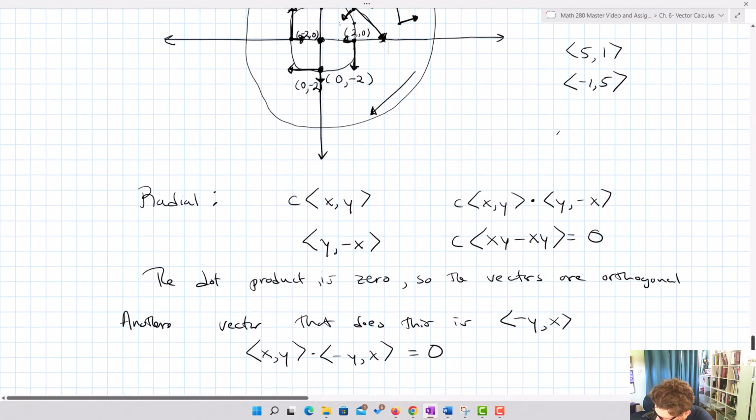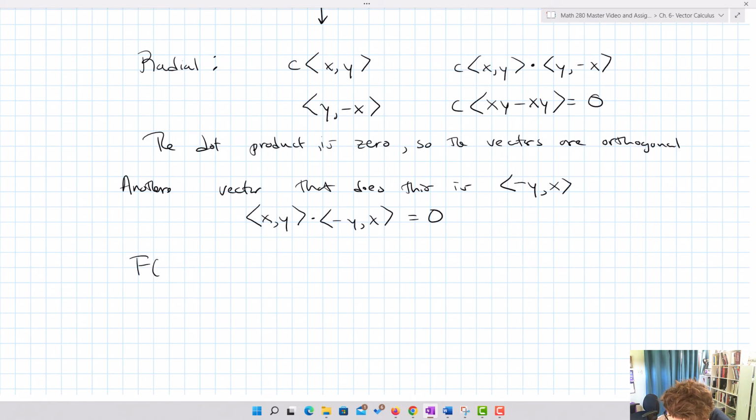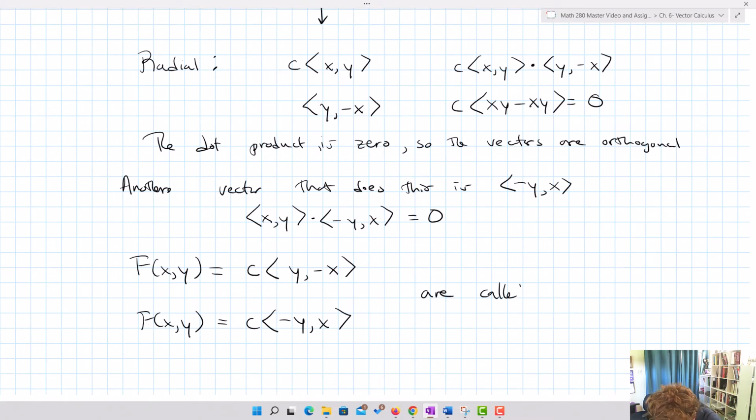So vector fields of this form, f of x, y equal to c times y, negative x, or f of x, y equal to c times negative y, x, are called rotational vector fields. They're called rotational vector fields because they rotate, right? And in addition to that, we can see this one here is going to be in the clockwise direction, and this is in the counterclockwise direction.